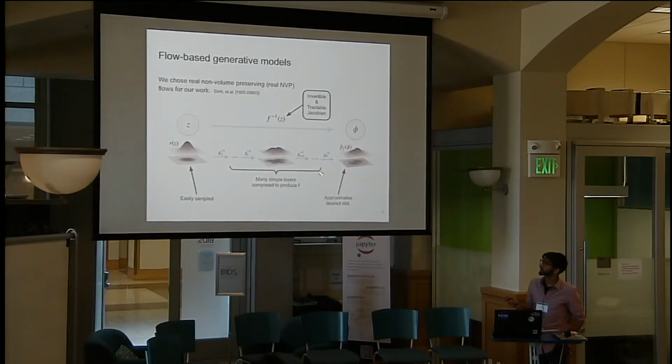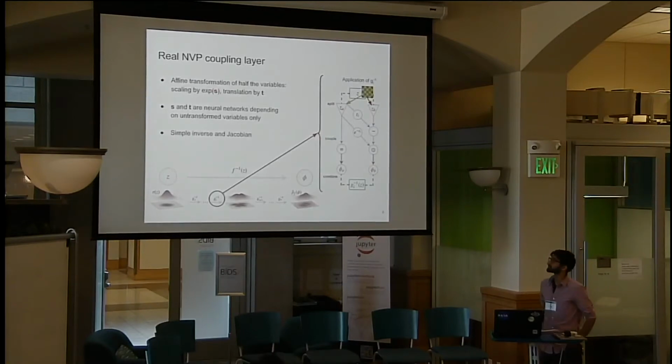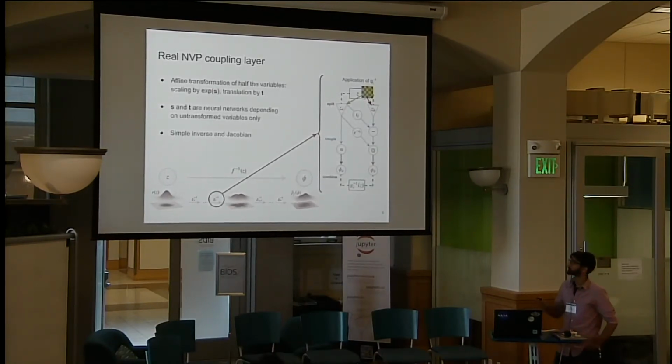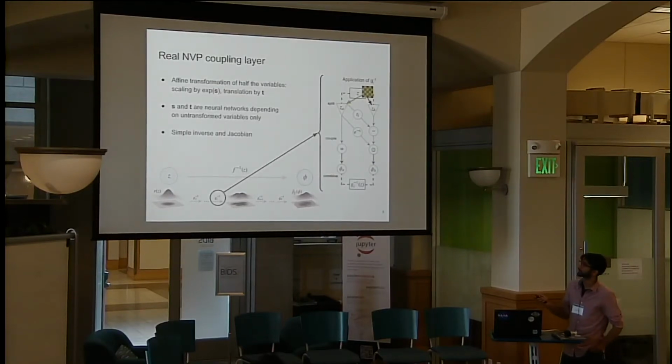And so this sort of setup works by dividing this flow, or dividing this map, into the composition of several smaller, very simple maps. One of these maps looks like an affine layer, so it looks like a transformation that scales and translates, or shifts, where the scaling factor and the shift factor are themselves neural networks.